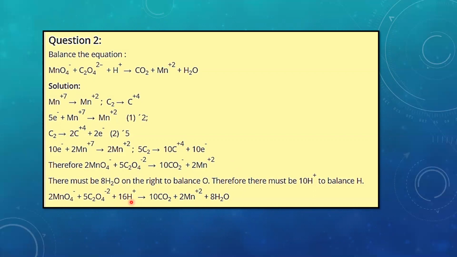And again, the charge is to be balanced. You can see here 2 1s are 2, minus 2 charge, plus 5 2s are 10, minus 10. So minus 10 minus 2 becomes minus 12. Minus 12 plus 16 positive charge becomes 4 positive. Similarly, here as well we have 4 positive charge. Hence, the charge as well as the number of atoms in the given redox reaction are both balanced. I hope this oxidation number method is clear to you.